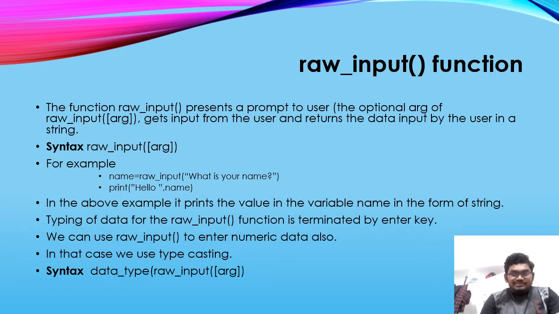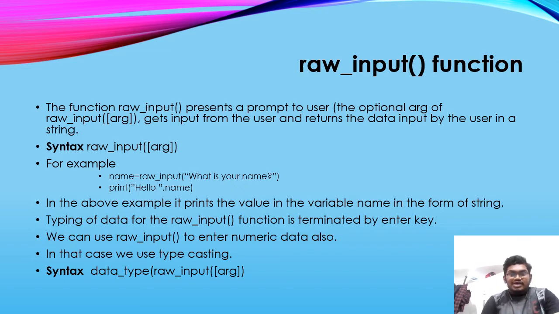Typing of data for the raw_input function is terminated by the enter key. Suppose we have entered some name, let us consider Ramu. After entering Ramu, we press the enter key to terminate the input for the name. The raw_input function converts whatever data we enter into a string.